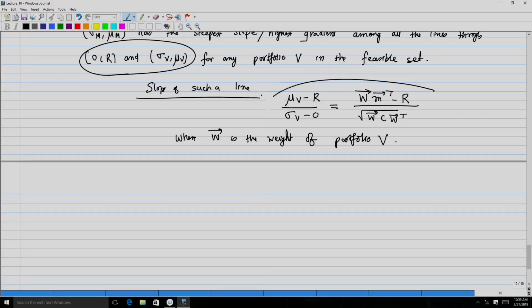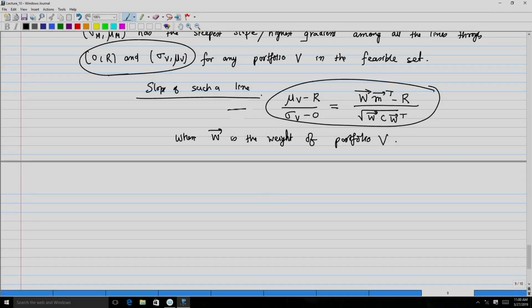So, now once I have actually given the slope of the lines joining (0, R) and (sigma_v, mu_v), and I am trying to find out what is going to be the weight of the market portfolio, and as I mentioned that amongst those lines the market portfolio will be given by that particular line which has the highest slope.